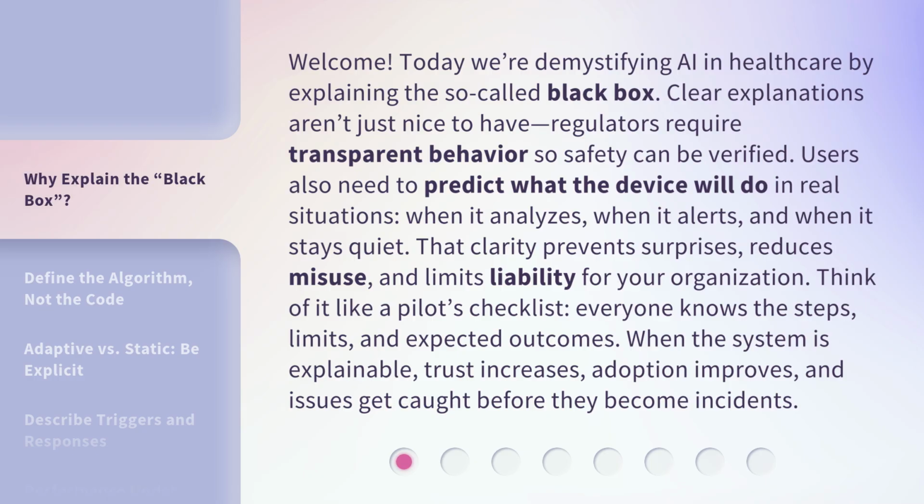Think of it like a pilot's checklist. Everyone knows the steps, limits, and expected outcomes. When the system is explainable, trust increases, adoption improves, and issues get caught before they become incidents.